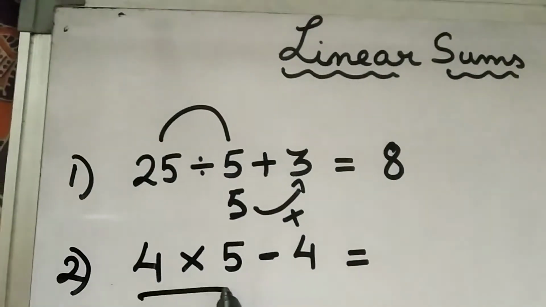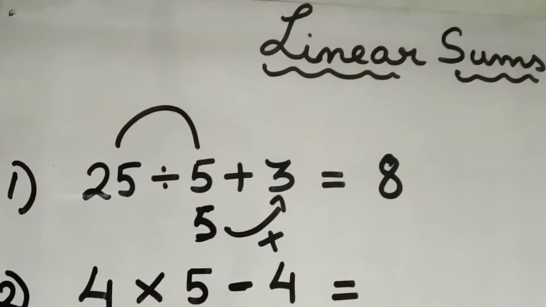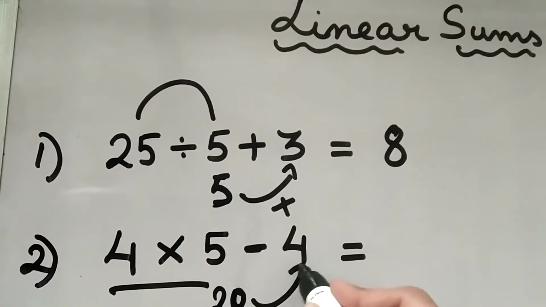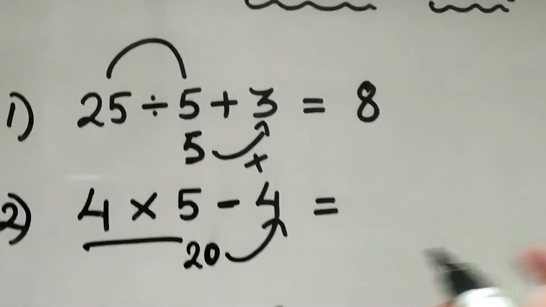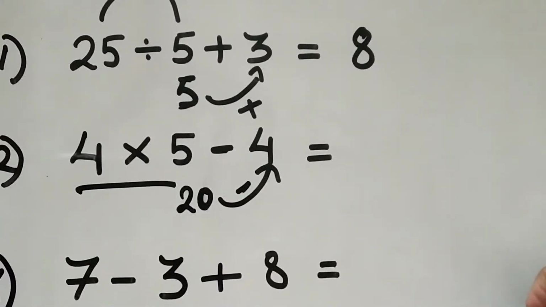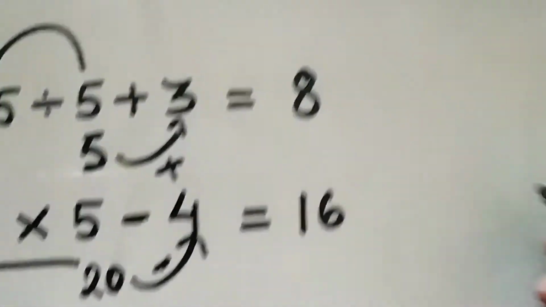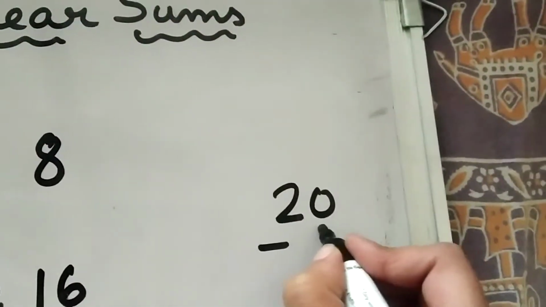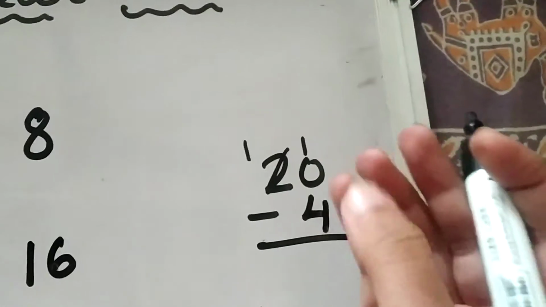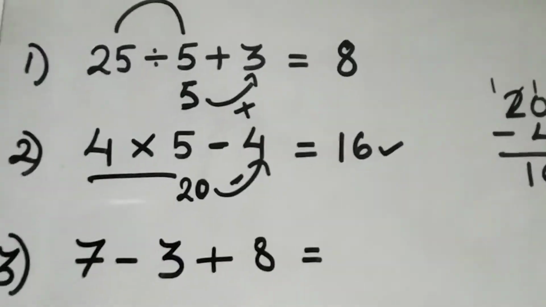In the next part it is given 4 into 5. 4 fives are 20. Let's write down the answer at the bottom and then use this answer to solve the last part. What is the symbol over here? The symbol is minus. So 20 minus 4 is how much, children? 20 minus 4 is 16. If you are not able to do it like that, you can use a rough column and do it like this. What is 20 minus 4? 4, 5, 6, 7, 8, 9, 10. So it is 16. So your answer will be 16 over here.